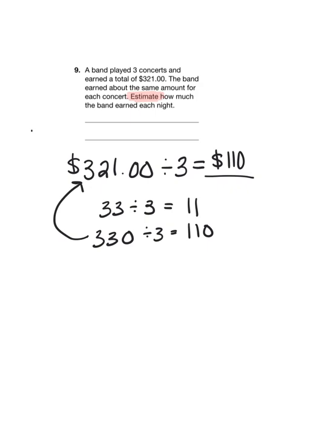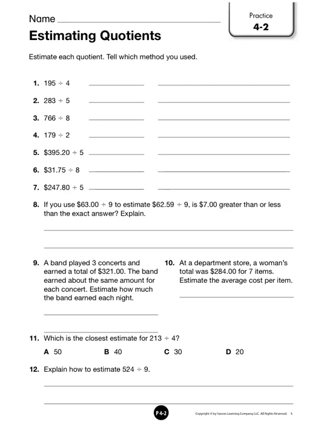And then I would write that answer in a sentence up here. When you're writing your answer to a question about estimation, it's good to specify that they earned about this amount of money, or you could say they earned approximately $110 each night. That makes it clear to the person grading your work that you understand this is an estimate and not an exact calculation.